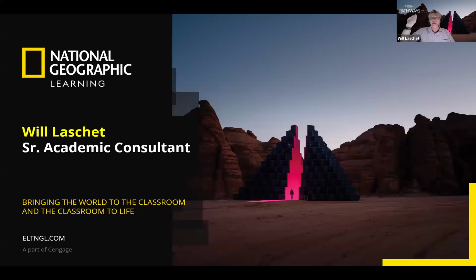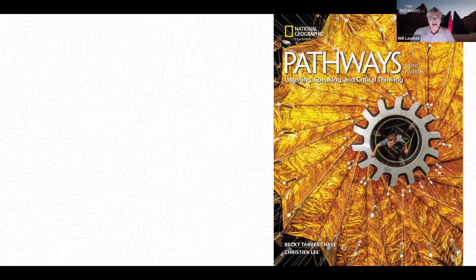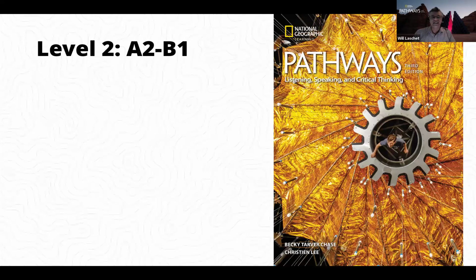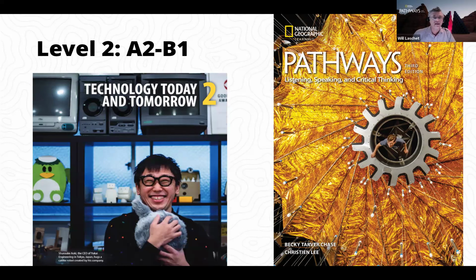You can also see it behind me, taken from our new academic program, the new edition called Pathways, the 3rd edition. That is where we are taking the lesson from that we're going to be learning today. So this is another wonderful image here. This is the level we're looking at today, Pathways, 3rd edition, listening, speaking, and critical thinking. It's a program we're using level 2. The lesson we're using today is aimed for students from an A2 to a B1 level on the CEFR, and the name of the unit is Technology Today and Tomorrow.